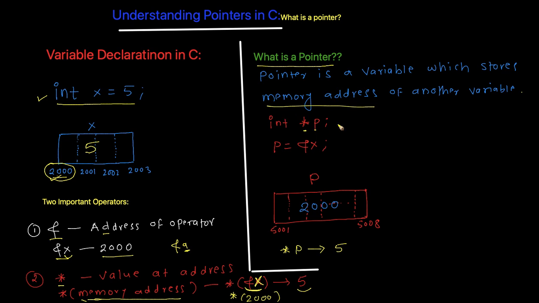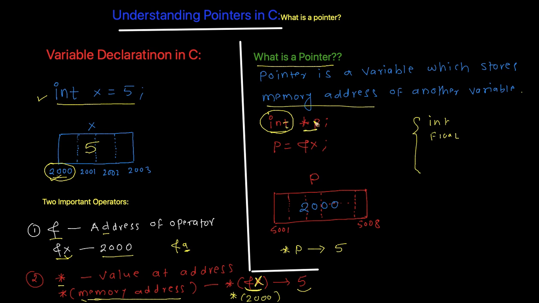But what type of another variable's memory address can P store? Of course, the other variable will be either of integer type, float type, character type, or maybe pointer type, or any other data type. That's the question, right? And that type is mentioned here: int star P. So P is a pointer capable of storing the memory address of another variable of integer type. That's very important. That's how we can read this.